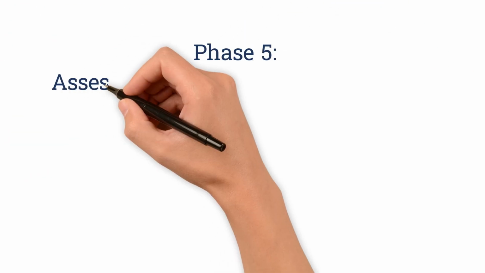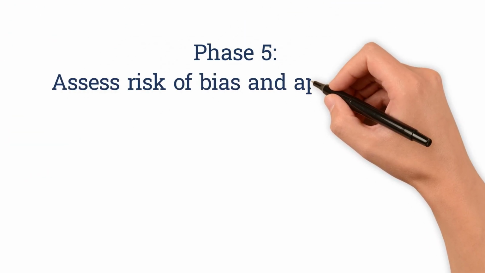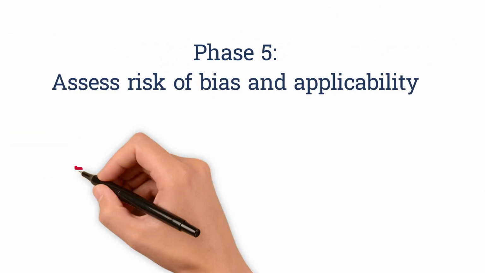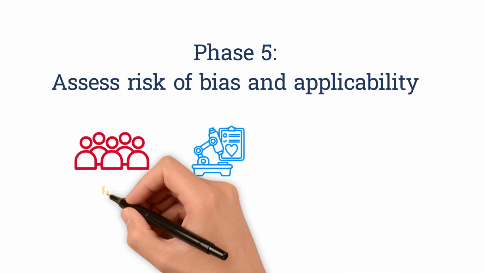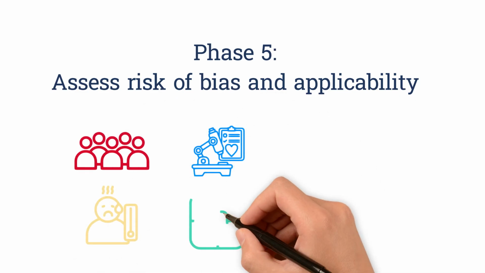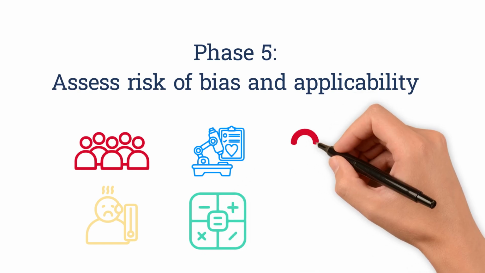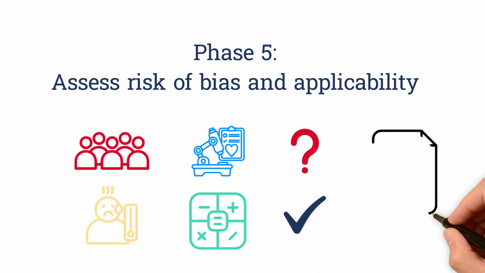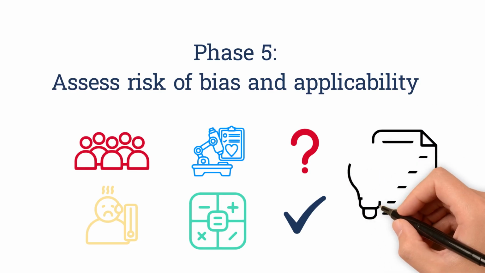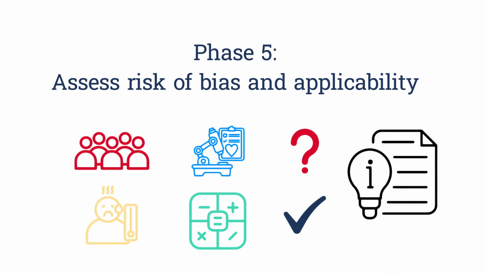Phase 5 is the core assessment. Risk of bias and applicability are evaluated across 4 domains: participants, index test, target condition, and analysis. Each domain includes signaling questions to help assess risk of bias. Within each domain, you are also asked to provide the rationale for your judgment.